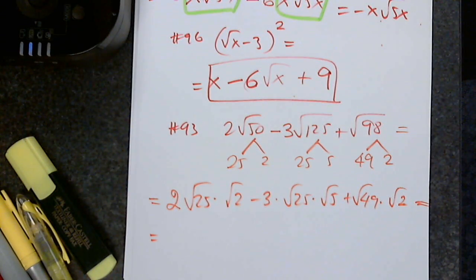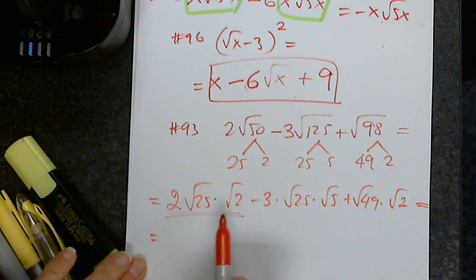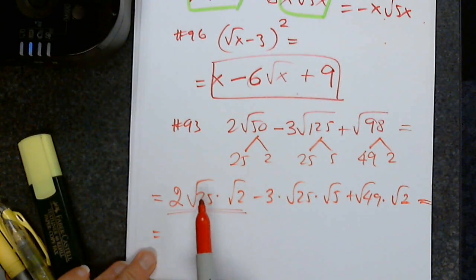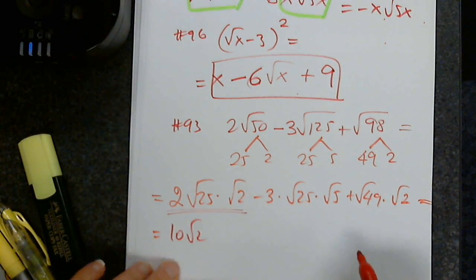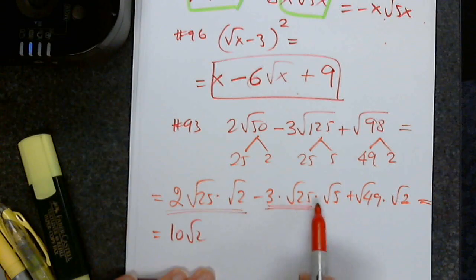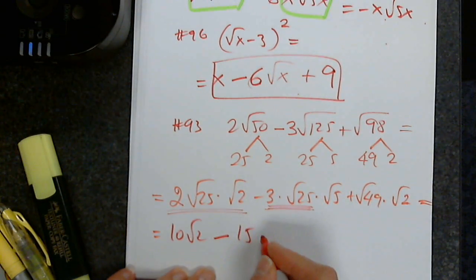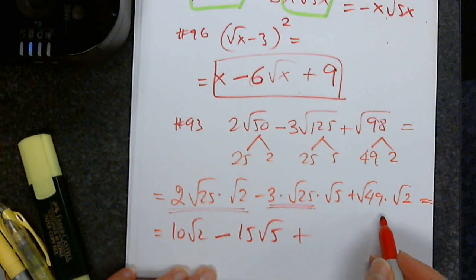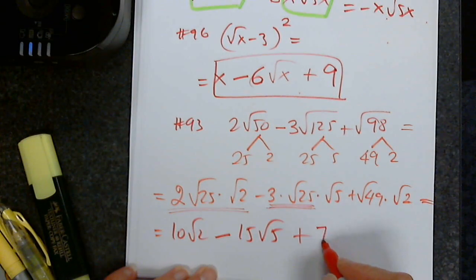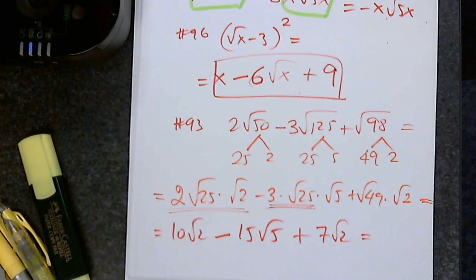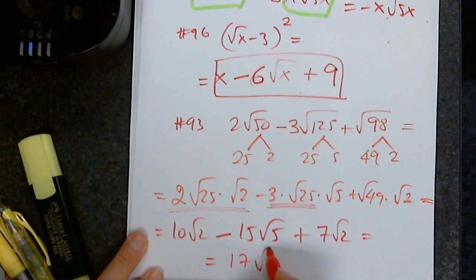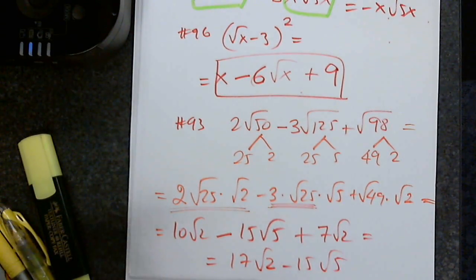And what now? The first? Yes. Very good. Now this. Very good. Plus? Which of these three can be combined? The first two. The first and the last, right? So 17 the square root of 2 minus 15 the square root of 5.